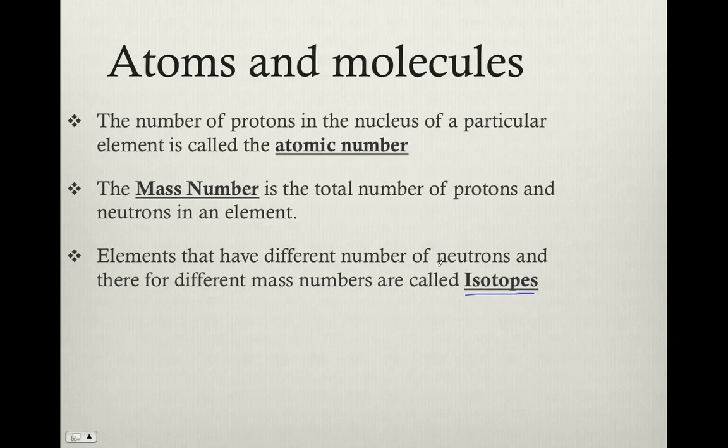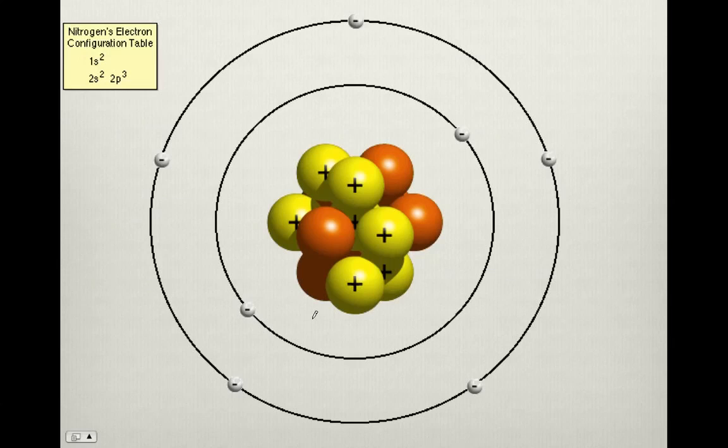Remember, different numbers of neutrons account for their different mass numbers. And so we'll talk more and more about this. This is the structure of the atom, atomic theory. Right here's the nucleus with protons and neutrons, and then surrounded by electrons.